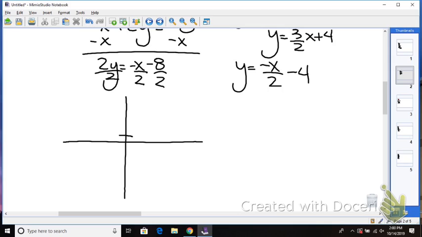So the first one, I'm going to start up at 4. And then I have to go up 3 over 2. I probably should have kept my slope going. So down 3 over 2 will be right here. We'll see if this intersects. It's going to. The next one, we start at negative 4. And we go down 1 over 2.